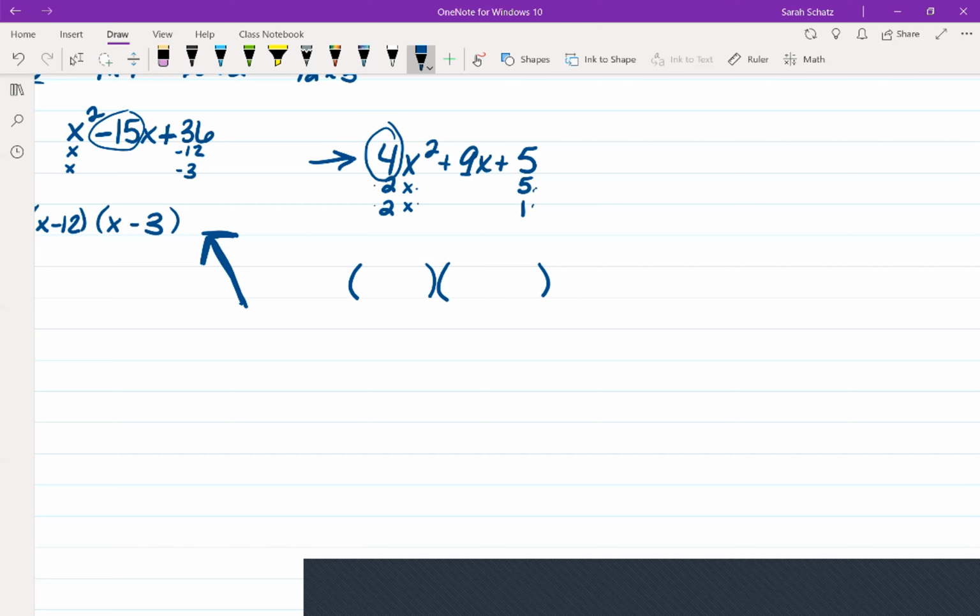Okay, so cross product, you start up here with the 2x. Multiply it by 1. 2x times 1 is 2x. Take it down here, 2x, go up times 5 is 10x. So 10x plus 2x is 12x. Instead of just adding the 5 and 1, we take cross products and we add those together to see if we can get to here. Is 12x 9x? I don't think so.